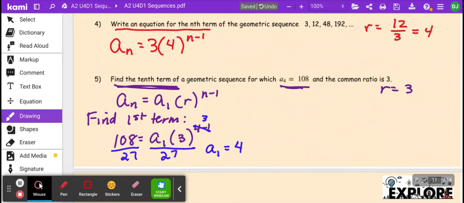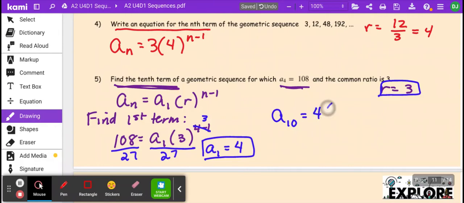Okay, now I've got the first term and common ratio, right? And I want to find the 10th term. Easy peasy. I'm going to use the formula, which says take the first term times the common ratio, right, to the n minus 1, so that would be 9. Pick up your calculator. 78,732. All right, whoop, whoop.